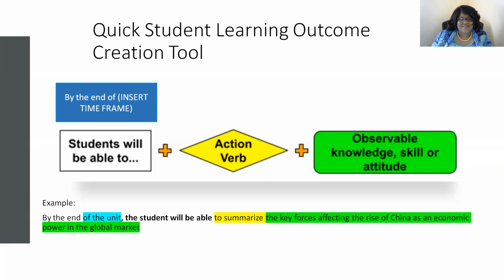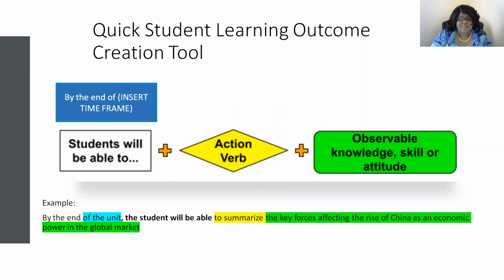So this is a basic tool that you can use to develop your learning outcome. So by the end of, and that would be the time frame, end of the unit, end of the lesson, end of the course, the students will be able to, student or the term learner, be able to, whatever that action verb is. And that action verb is what we talked about either under Bloom's or Fink's. And that they will be able to, with the action verb, do an observable knowledge, skill, or attitude.